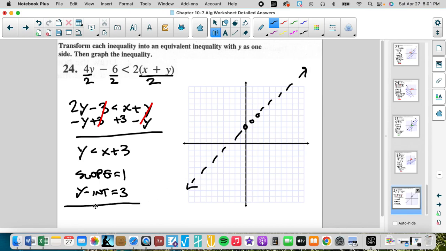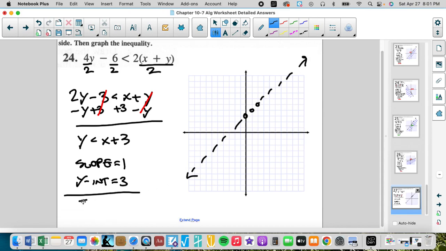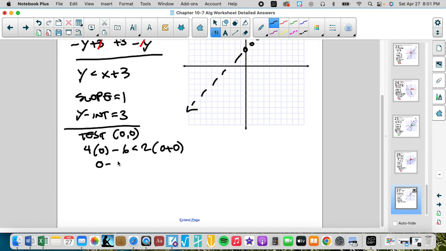We're going to test the point 0, 0, so we get 4 times 0 minus 6 less than 2 times 0 plus 0. That's 0 minus 6 less than 2 times 0. That's negative 6, and that's 0. And that's still true. Negative 6 is less than 0. That point is true. That means this point is true. That means this side is true.